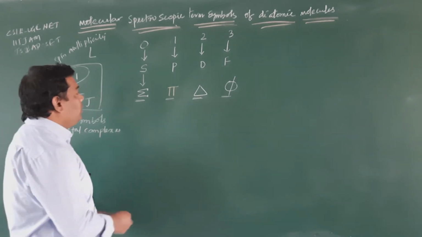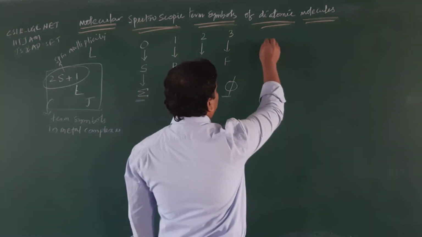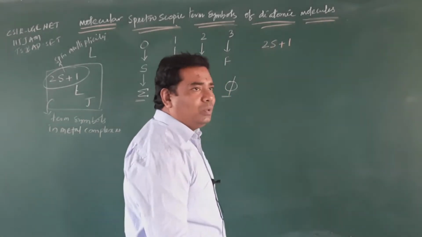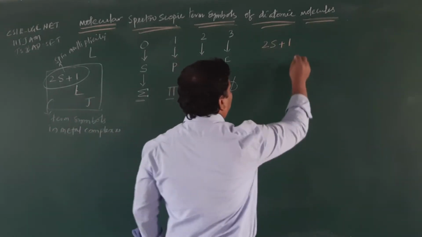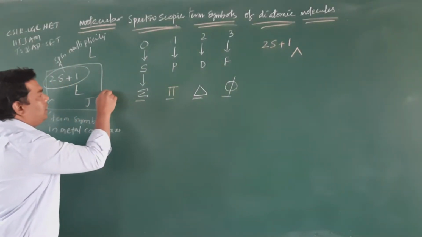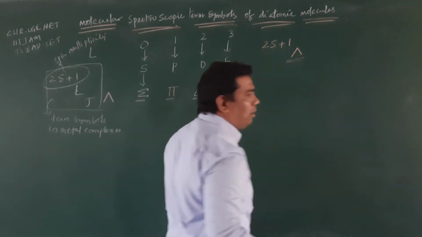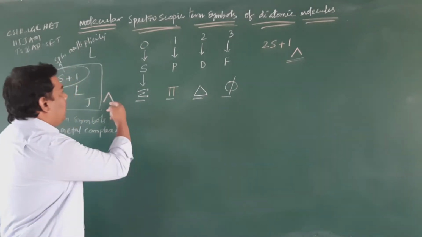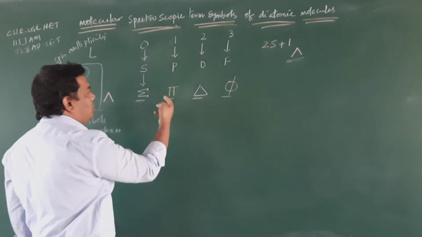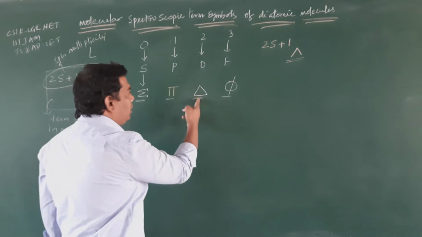Okay, right. But in the case of homodiatomic molecules, the formula is 2S plus 1, and in place of L we should represent lambda. The term symbol here is lambda. Based on the lambda value, if it is equal to 0, that is sigma. If the value is 1, that means pi. So the lambda term may be sigma, pi, delta or phi.